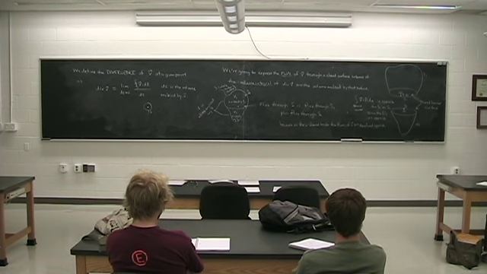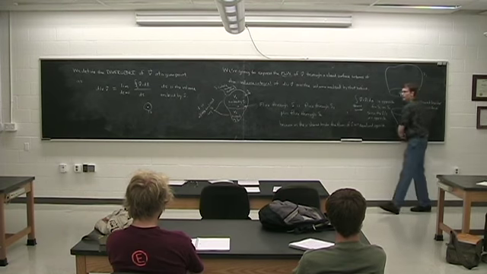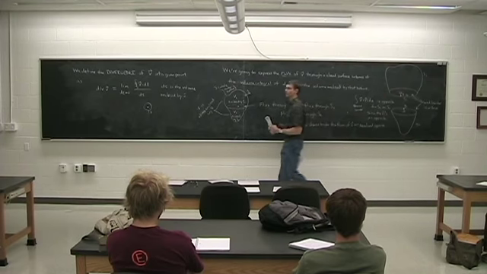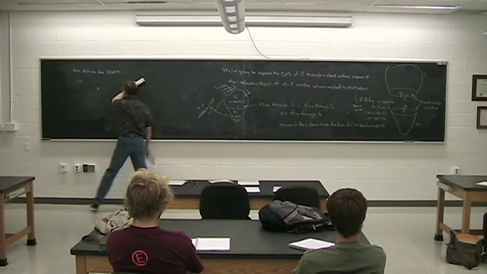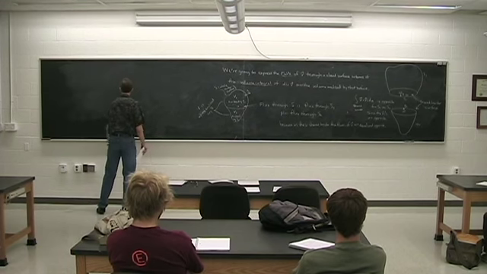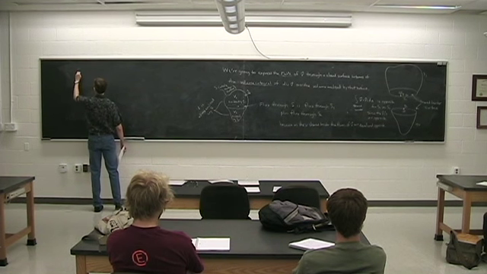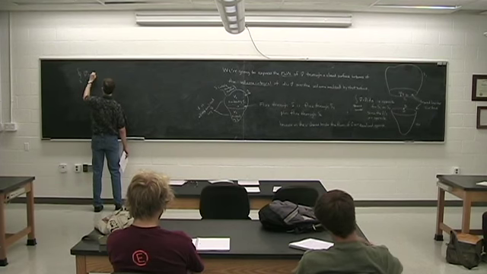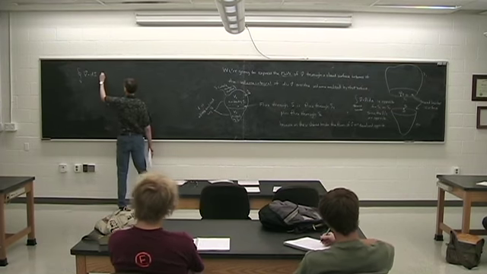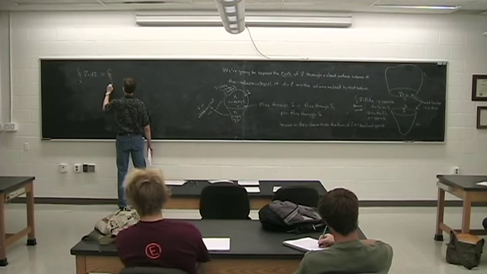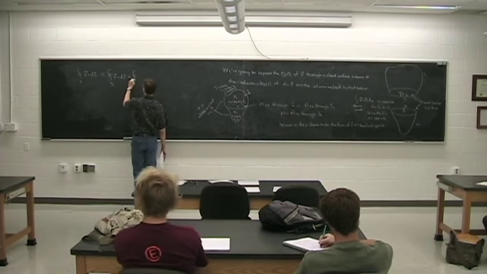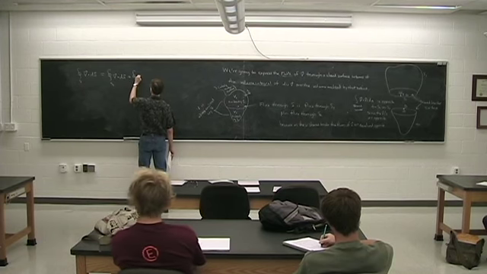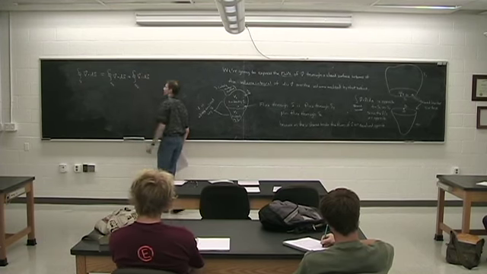Does that make sense? Fluxes cancel because the n hats are in opposite directions. The fluxes through the common border cancel. So that means that I can write that the total flux through S of v dot dA is equal to the flux through S1 of v dot dA plus the flux through S2 of v dot dA.